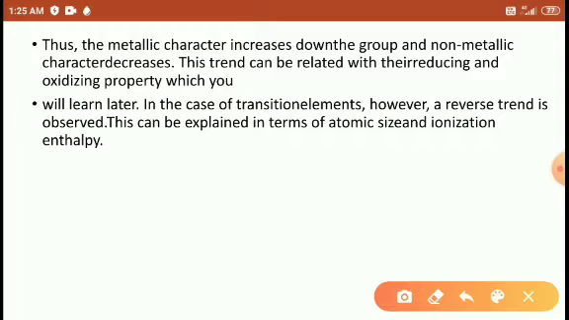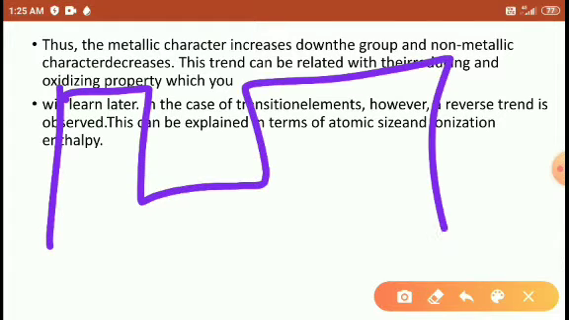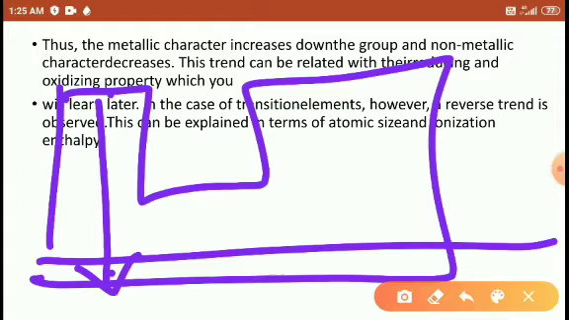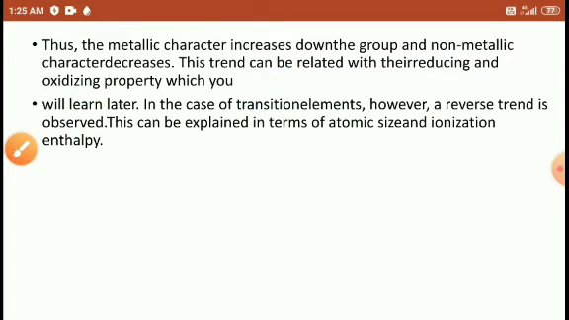Metallic character increases down the group, and non-metallic character decreases. As I already told you, in the periodic table metallic character increases as you move from top to bottom, because elements at the bottom have a large size, so there is less nuclear attraction between the electron and the nucleus. Less nuclear attraction means the species more easily releases electrons, and that is considered metallic.